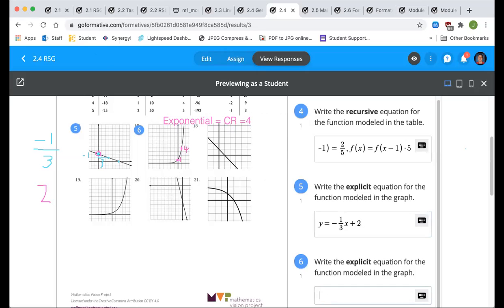So for our explicit equation, f of x equals, and again, this is exponential. So a times b to the x power is what our first thought is. So we're starting at 1 and it's multiplying by 4 x times. And of course, we don't need this times 1. When you multiply by 1, it doesn't change your answer. So you could just write it as f of x equals 4 to the x power.